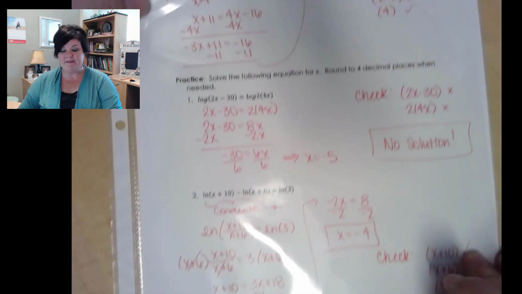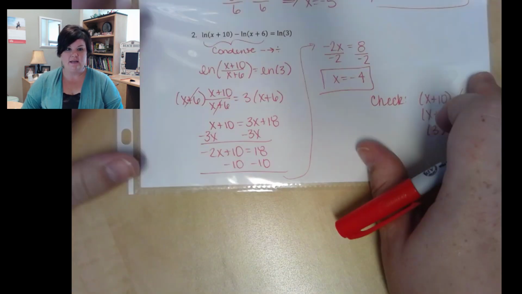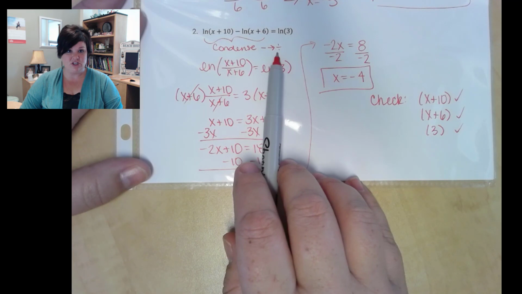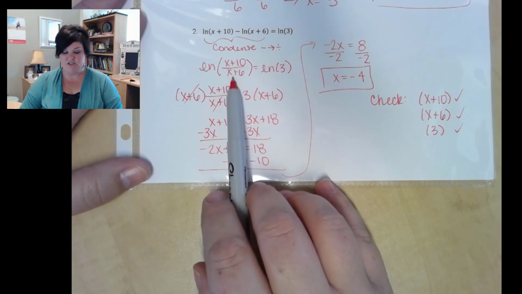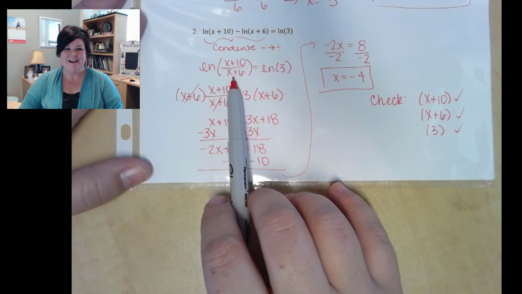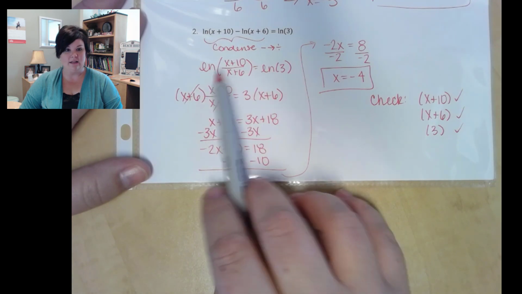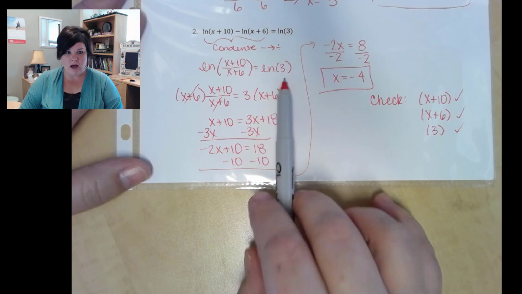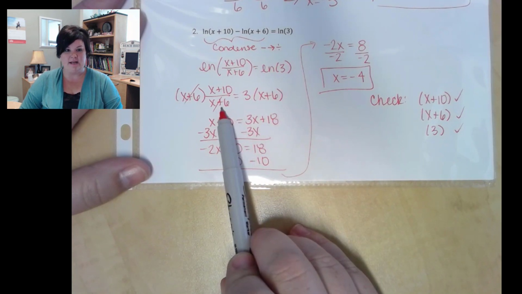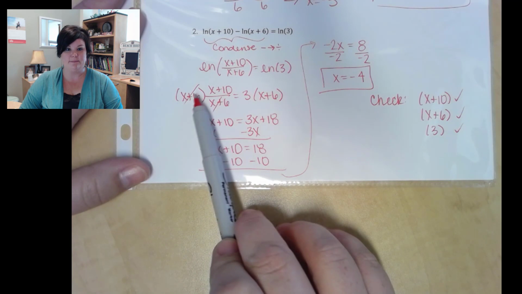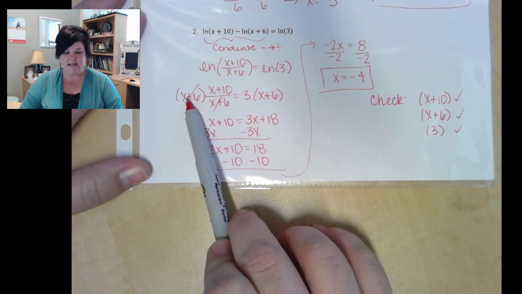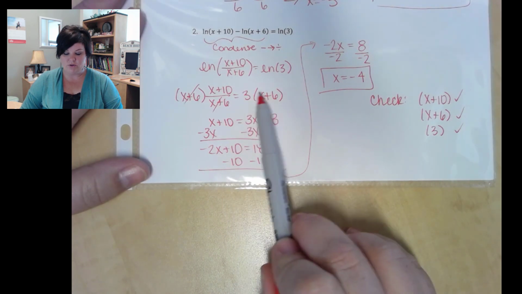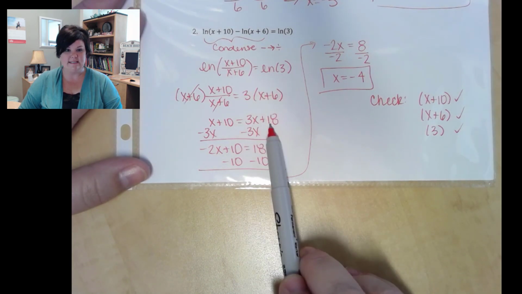On number 2, we have to condense first. Since we have a subtraction that condenses into division, here our division does not cancel out, right? But we can go ahead and drop our ln's now that we have one ln term equal to one ln term. When we drop those, we can get rid of this denominator by multiplying by x plus 6 on both sides. So when it cancels out on the left, we're left with just x plus 10. And on the right, we just distribute that 3 in to get 3x plus 18.